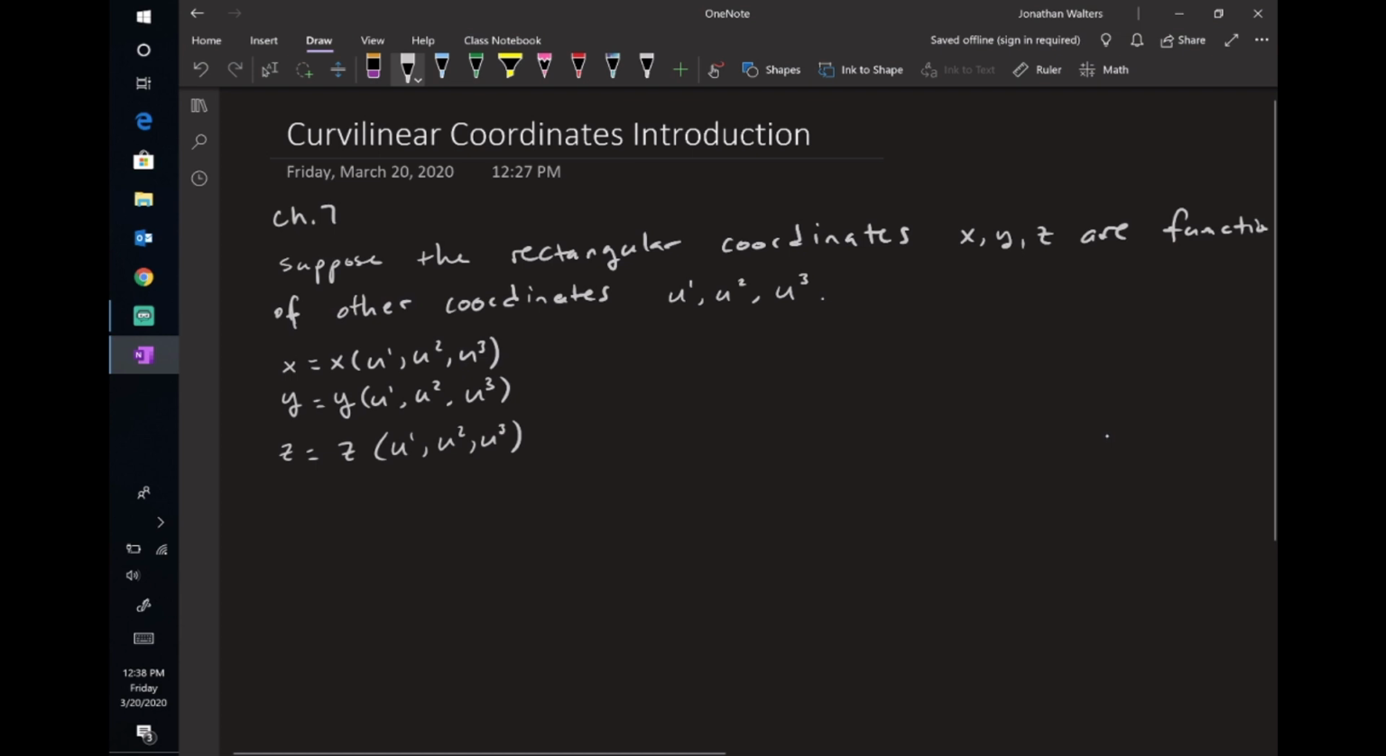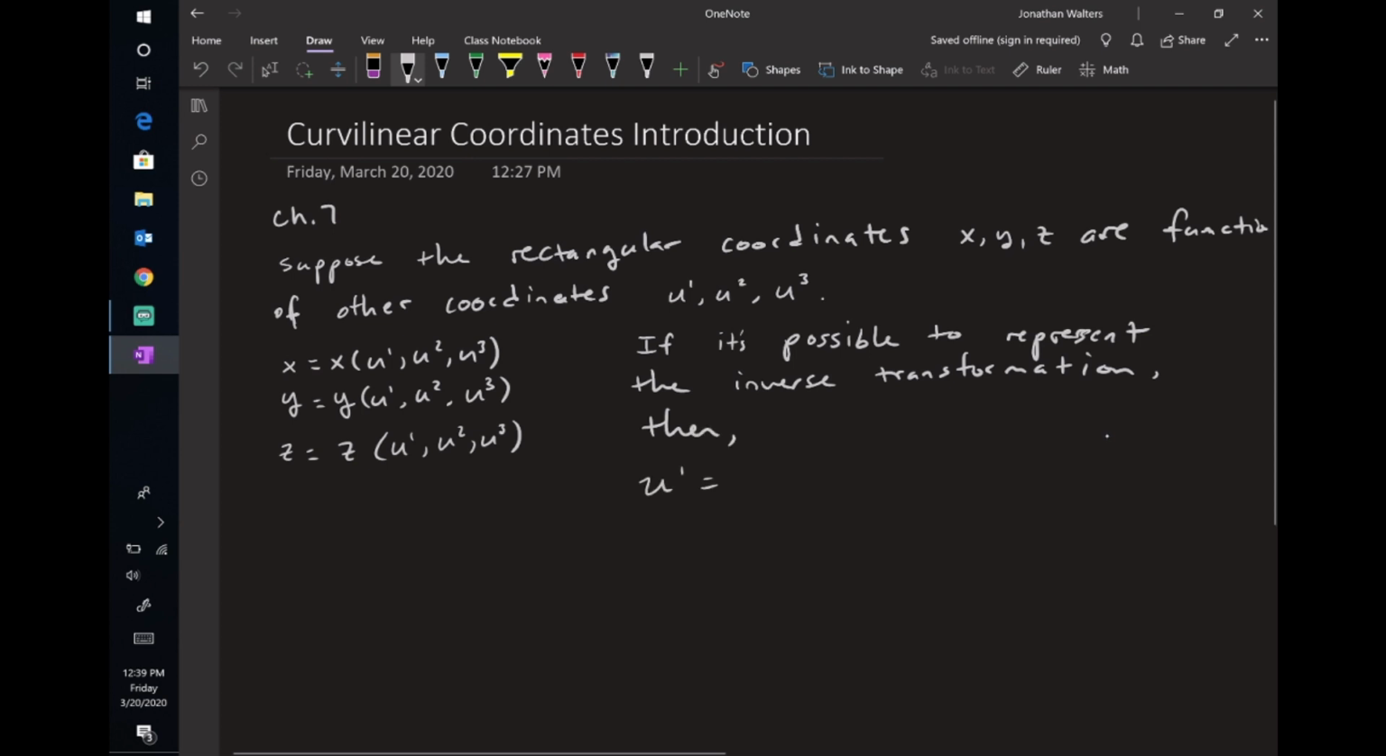So if it's invertible, and it usually is, and if it's possible to represent the inverse transformation, then we could say that u1 is a function of x, y, and z, u2 is a function of x, y, and z, and u3 is a function of x, y, and z.